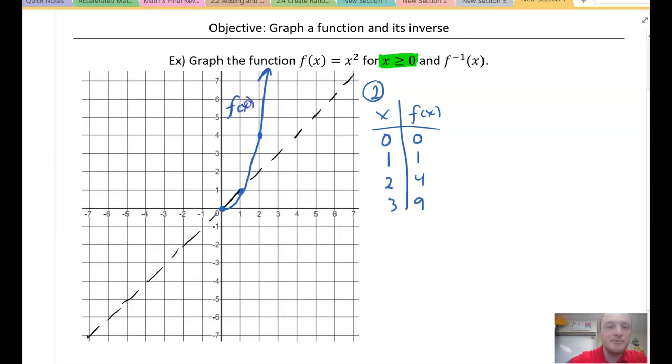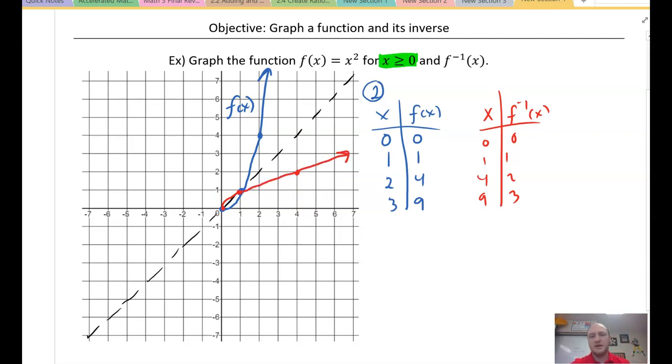Here's f of x. Because I already made my chart, for the inverse this is going to be very simple. f inverse of x: all I'm going to do is switch these, so (0, 0), (1, 1), (4, 2), and (9, 3). So I have a point here, a point here. Hey, I already have those. Well, where do they live? On y equals x. Oh, they're supposed to be there. And then (4, 2). So we get this. Kind of cool looking graph.